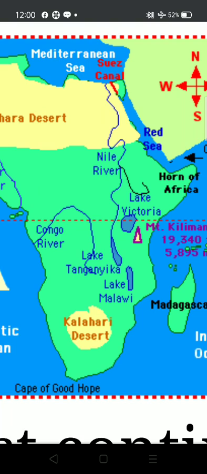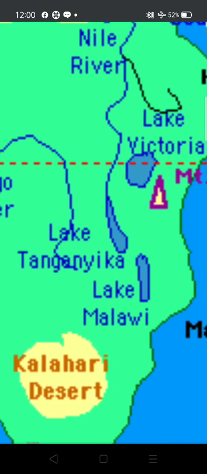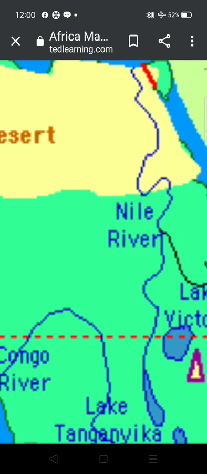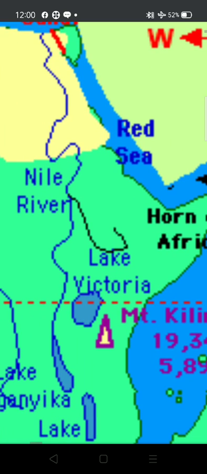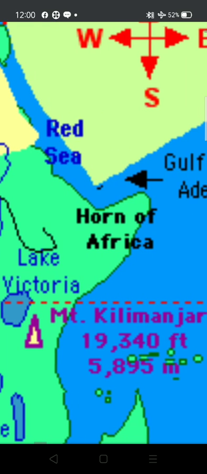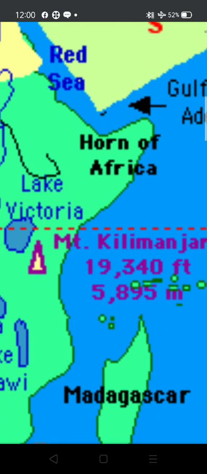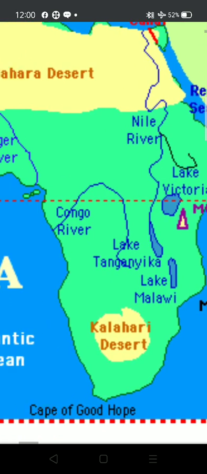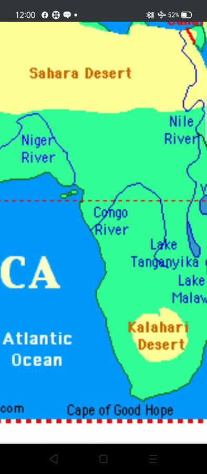Now you can see the map here. You see the Kalahari Desert, then the Sahara Desert, then the mountain Kilimanjaro, Lake Victoria, then Lake Tanganyika, then the Congo River and the Nile River. These are the things which we are going to observe. Now, first let me tell you why Africa was known as the dark continent.